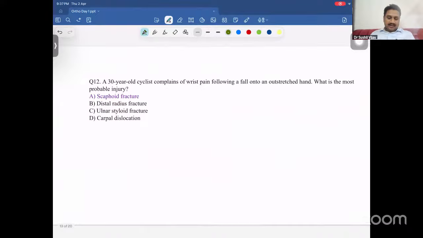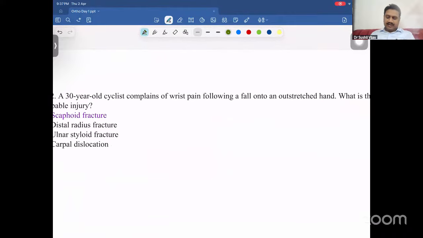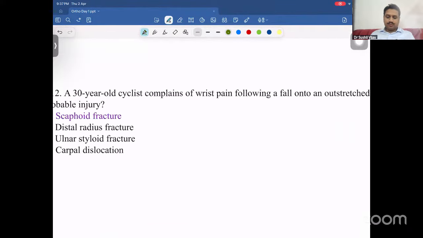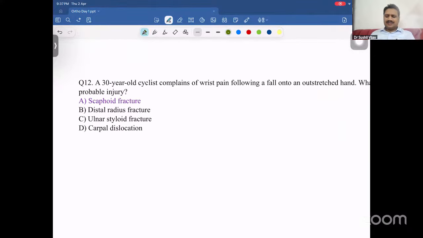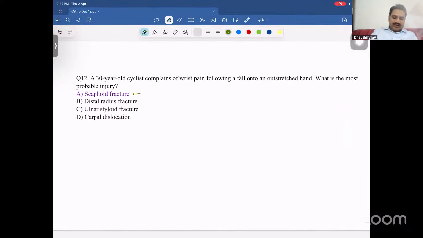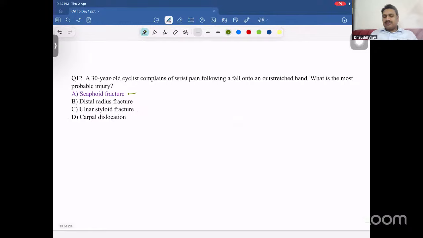Very good. A cyclist fell down, fall on outstretched hand. What is the most probable injury? That is a very simple thing. Is it scaphoid fracture? Please tell me, in the scaphoid fracture, what is the usual site of tenderness? What is the most commonest site of tenderness when there is an injury to the scaphoid? What do you say?